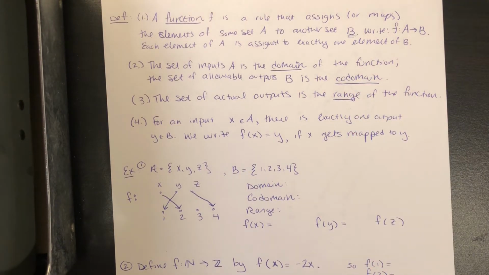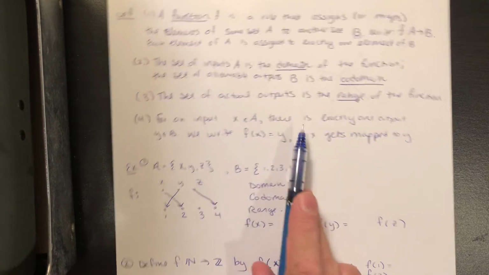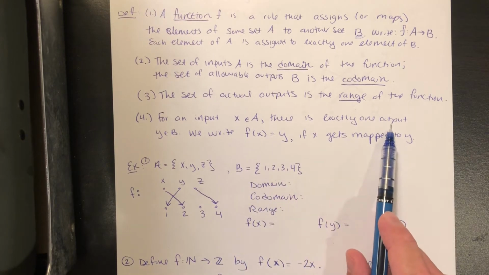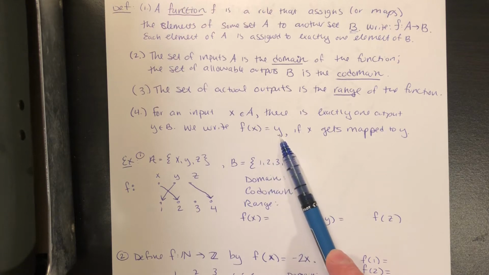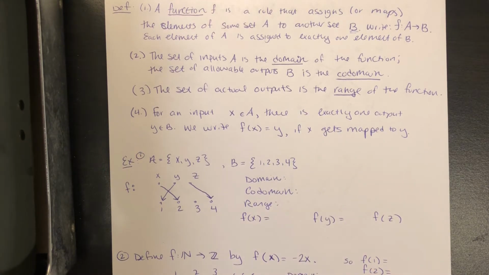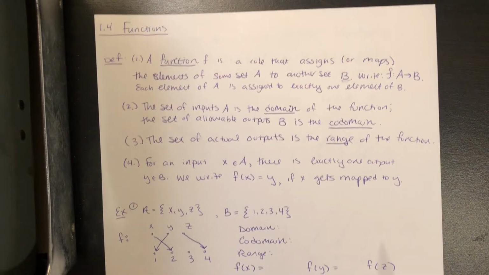If we want to know the actual outputs of the function, that's what we call the range, right? So codomain is the allowable outputs, the possible outputs. The range is a subset of that, right? It's the actual outputs of the function. Okay, and finally, for an input x, there has to be exactly one output as we said. So if that output is y, then we would write that f of x is equal to y, if x gets mapped to y. So let's go through some examples to make sure we understand all these definitions.